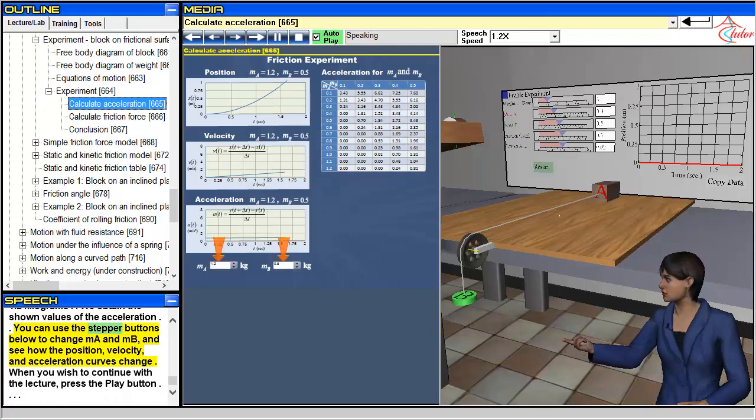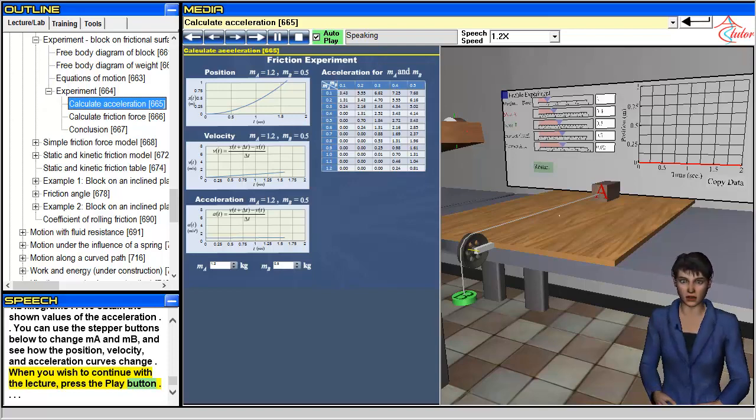You can use the stepper buttons below to change ma and mb, and see how the position, velocity, and acceleration curves change. When you wish to continue with the lecture, press the play button.